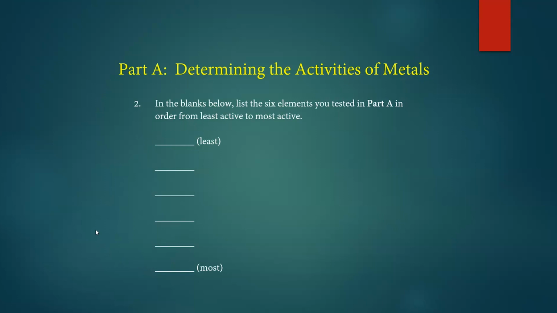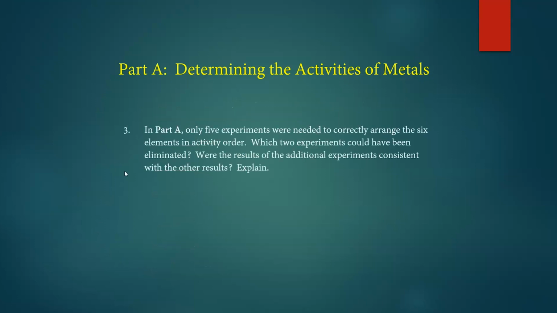And then the last question that deals with part A is question number 3. Now, if you remember in our example, we had 3 elements, copper, nickel, and lead. And to rank them, we had to do 2 reactions. If we want to rank 6 elements, we only need 5 reactions or 5 experiments to do that. So the fact that we did 7 means that 2 of those reactions were unnecessary.